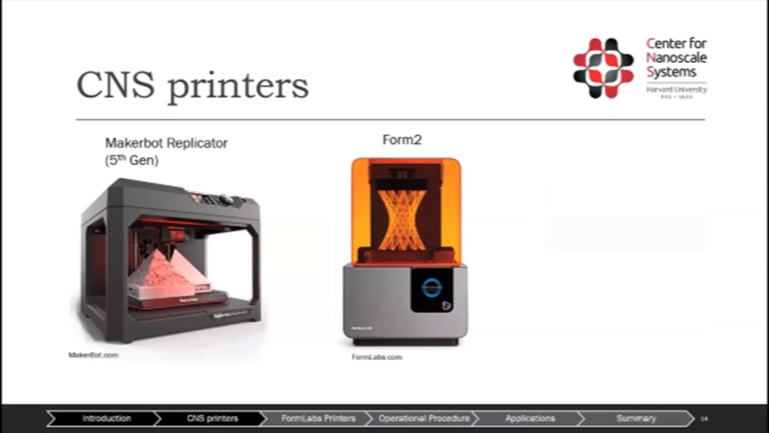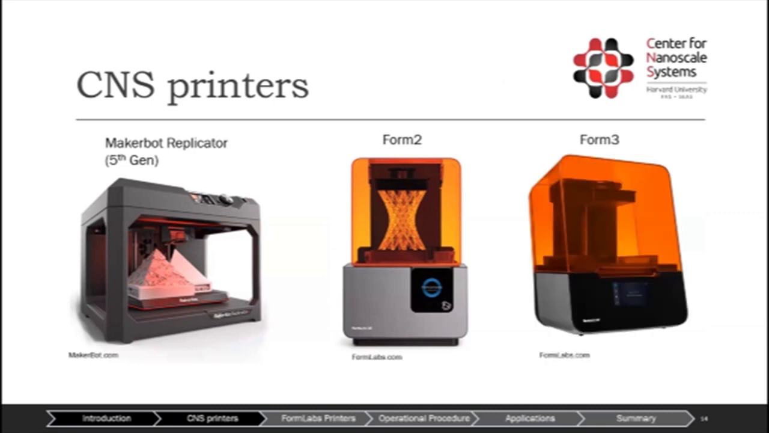So what printers do we have at the CNS? We have a MakerBot Replicator 5th generation. It's an older model. It was bought in 2012 before I started working at CNS. And for a long time, we had the Form 2 by FormLabs. This was bought in 2016 when I was there. And last year, we acquired the Form 3.